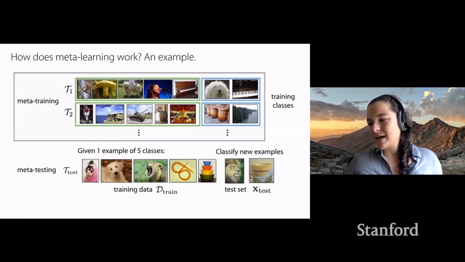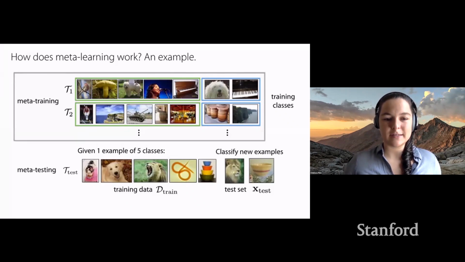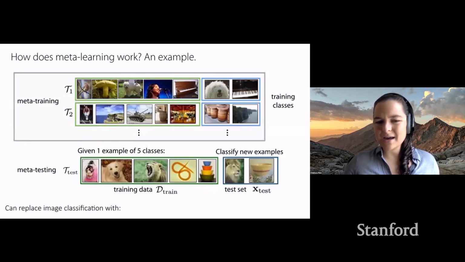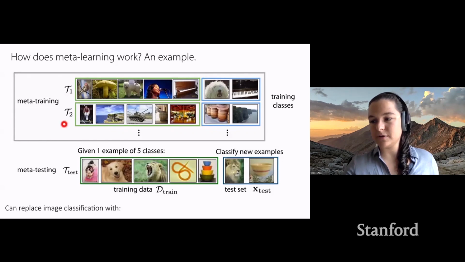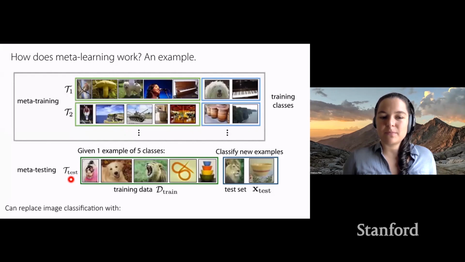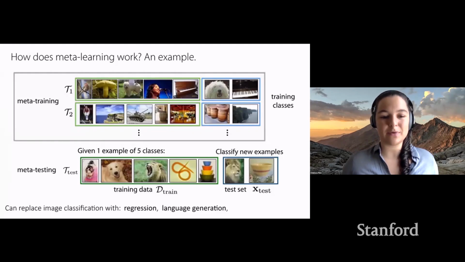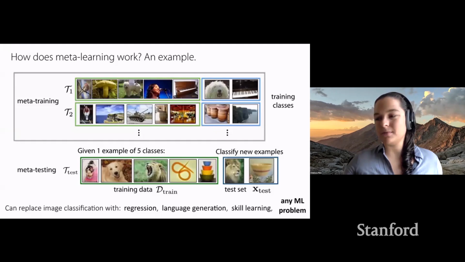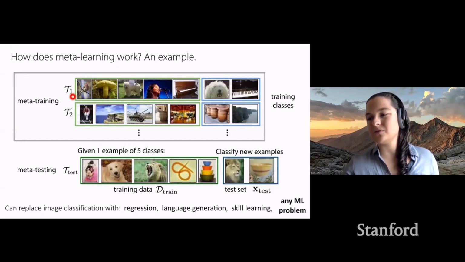So this is a new task, and it also has a training set and a test set. This is one example of a meta-learning problem where you have these different tasks, and each task corresponds to an image classification task. But you can replace image classification with different regression tasks. You can replace it with language generation tasks. You can replace it with robotic skill learning tasks. Really any kind of machine learning problem can be filled in for these tasks.